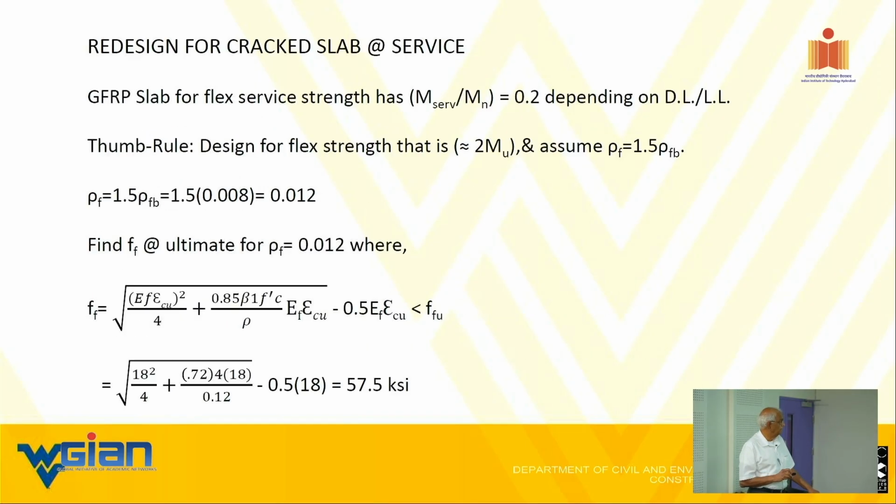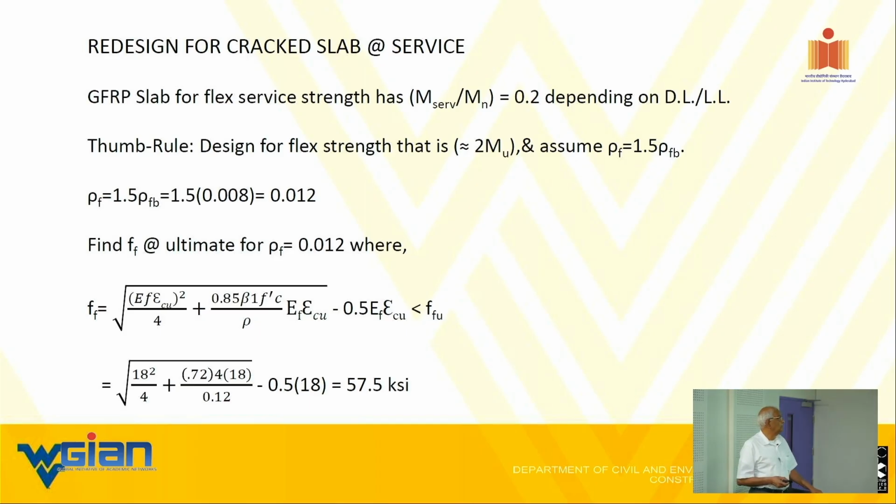Okay. So redesign for cracked slabs at service. So GFRP slab for flexural service strength, that is per the code, 0.2. That's the key point. All the others is mechanics, you can do it, but that is the key issue.